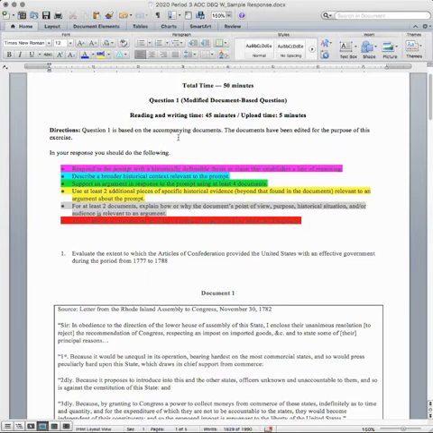Directions. Question one is based on the accompanying documents. The documents have been edited for the purpose of this exercise. And what I did is I highlighted this for myself. Okay. So everything I'm about to show you are things you can consider doing. I'm thinking about the outline I gave you guys as well. So in purple, it says respond to the prompt with a historically defensible thesis or a claim that establishes the line of reasoning. Make this a little bit bigger.